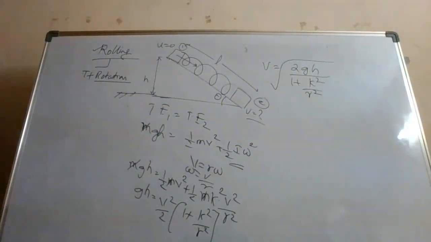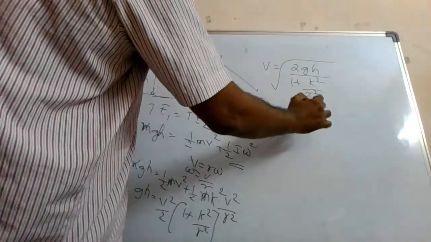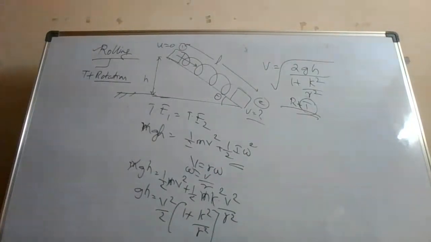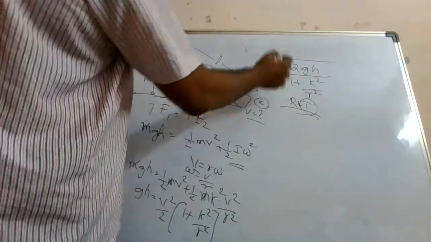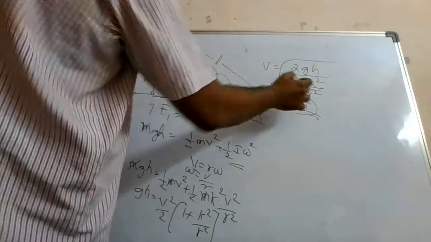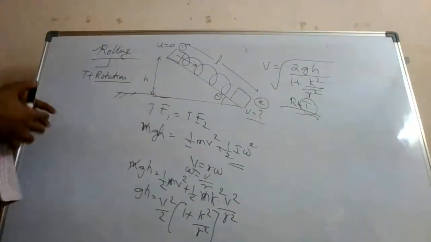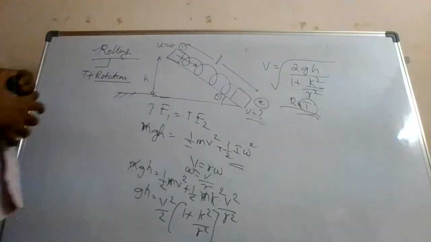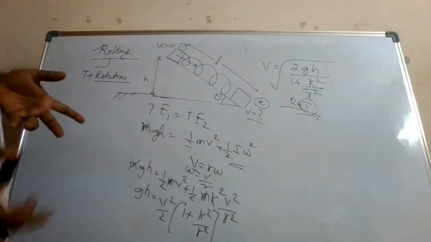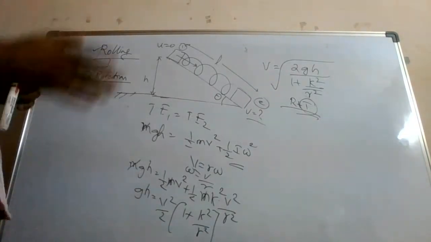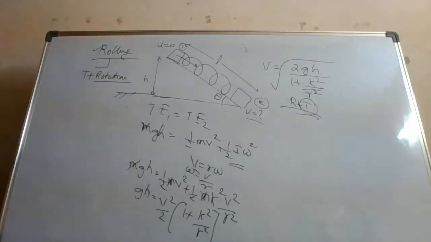So this is rotation plus translation. Only translation uses the previous formula. Rotation plus translation, which is called rolling, you have to use this. What is this K? Radius of gyration. A cylinder will have some value, a sphere will have some other value. It depends upon the type of sphere, hollow sphere, solid sphere. We have discussed all this. So you have to put the corresponding K value. So this is the approach you have to follow.